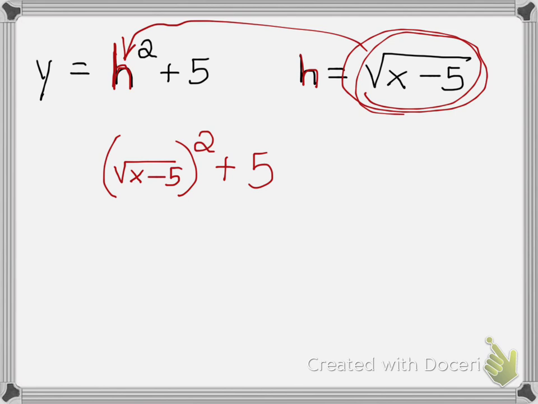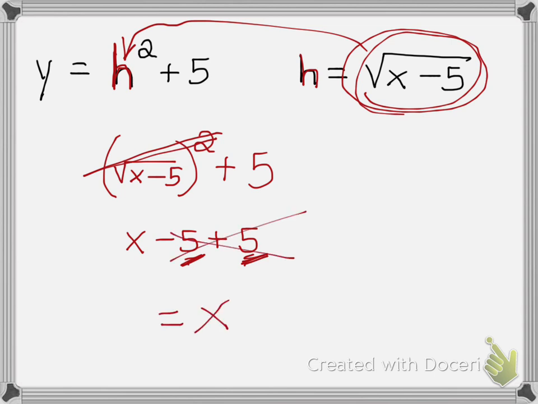Well, we already know that anytime you have the square root of something raised to the power of 2, they cancel each other out. So then I'll just bring down my x minus 5 and my plus sign and my 5, combine these like terms, and they're going to cancel out. So then my answer is just going to be x. And that's it.